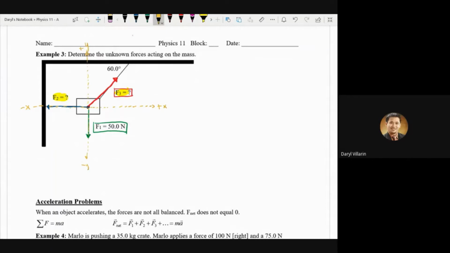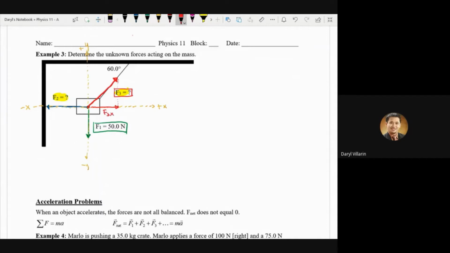However, my F3 has two components. Again, this is another way of drawing your x and y component. If you can see here, the origin of my F3 is here. To get the x component of F3, I just project a line towards the x-axis. This is the x component of my F3, so this is my F3x.